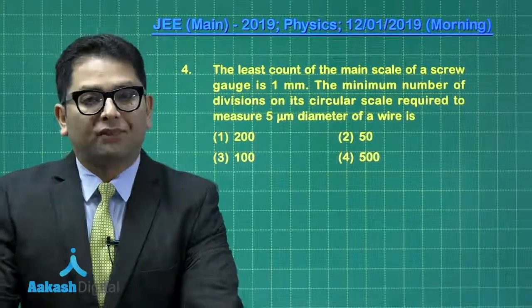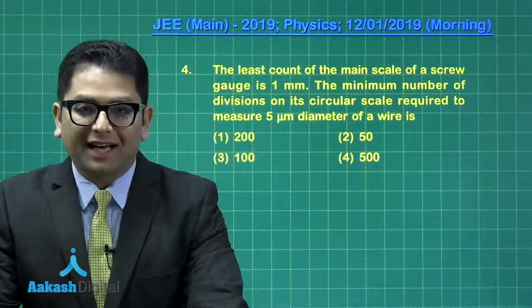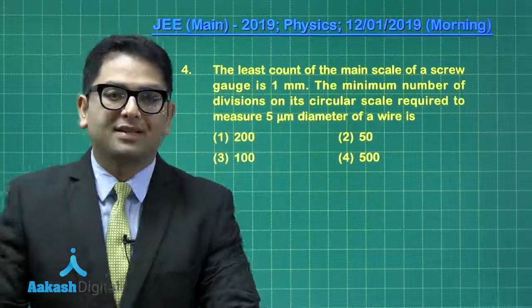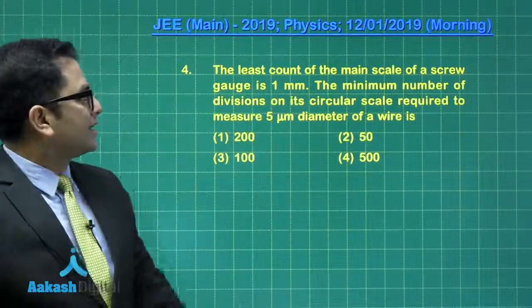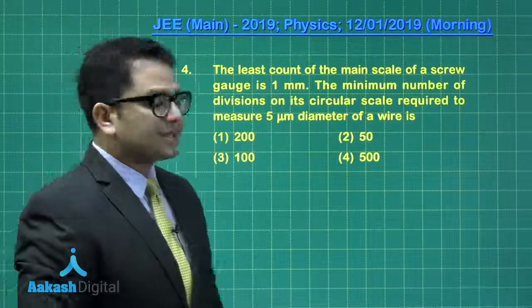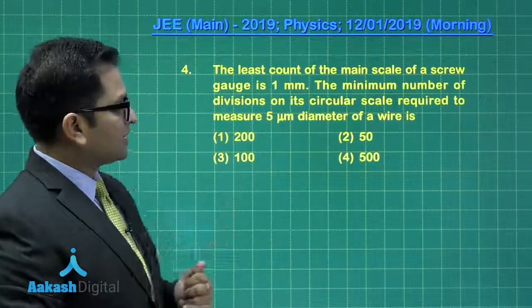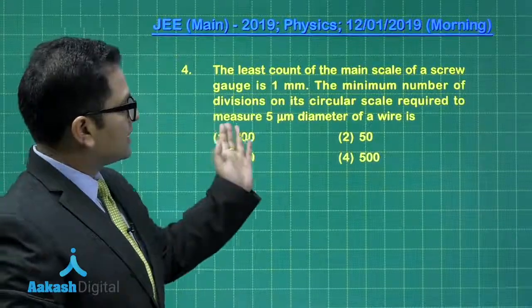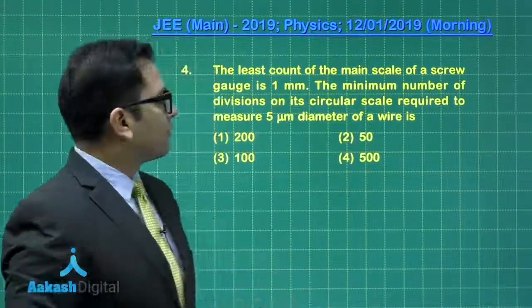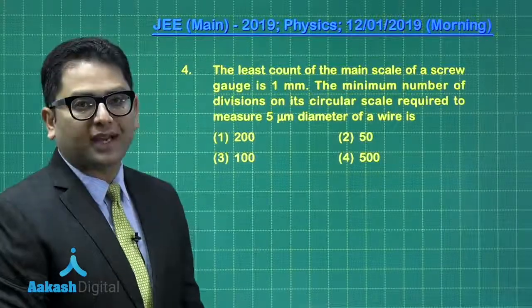Moving to question number 4. It's a straightforward, short and sweet question that has been derived from screw gauge. The question says something like this: the least count of the main scale of a screw gauge is 1 millimeter, the main scale division. The minimum number of divisions on the circular scale required to measure 5 micrometer diameter of the wire.